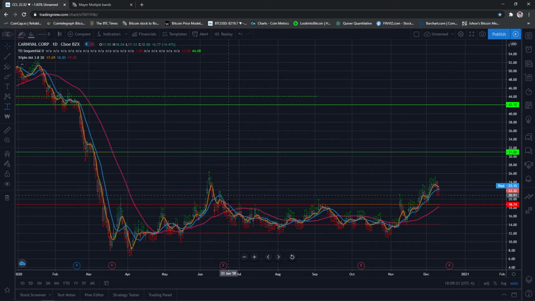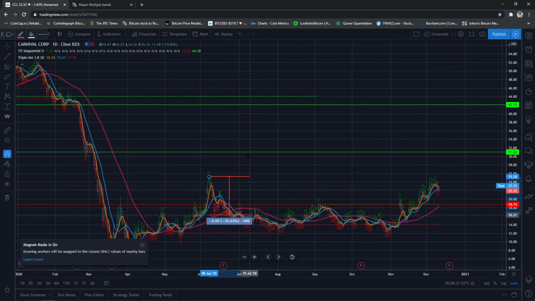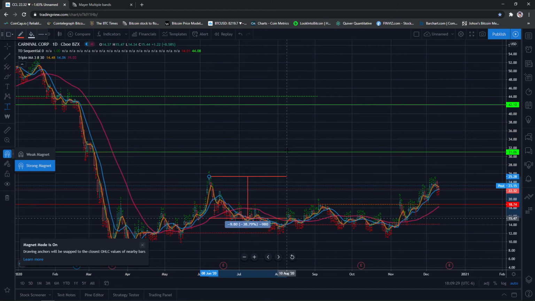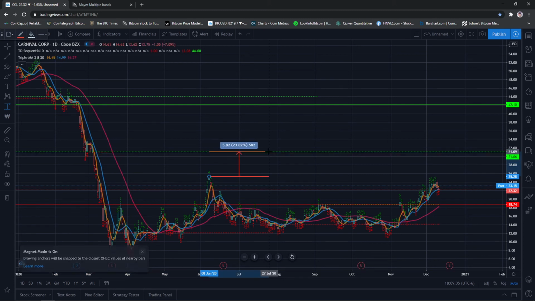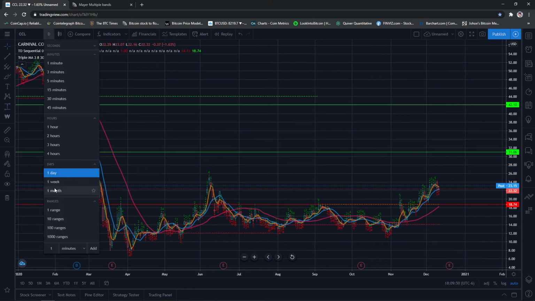So say if I take it here at the high, once I break that and get that signal, I can look at, why is this? Oh, because the magnet's on. I can look at that, and then I'm looking at a potentially 20 to 22% trade, possibly on a span of 2 months, something like that. So you can look at timing.